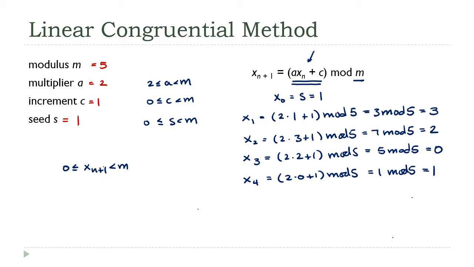Notice what happened. Now we're back to where we started. X sub 4 is equal to x sub 0, and at this point, the sequence starts to repeat. If I put 1 in there again, I'm going to get the same value I did the last time. So x sub 5 will be 3, x sub 6 will be 2, and so on. So we've got our sequence of pseudo-random numbers. The first number was 1, then 3, then 2, then 0, and then they start to repeat: 1, 3, 2, 0 again, and so on.